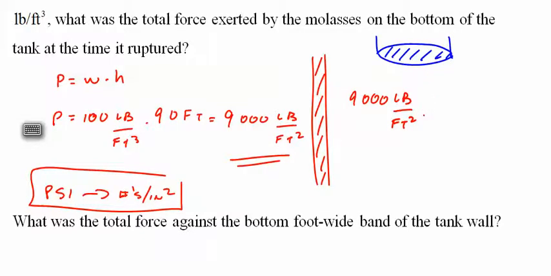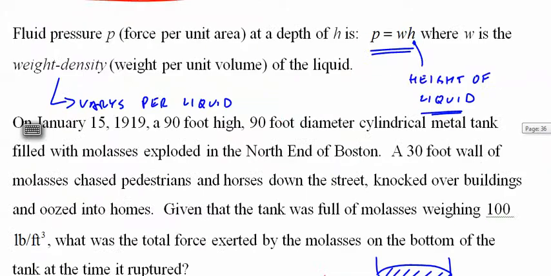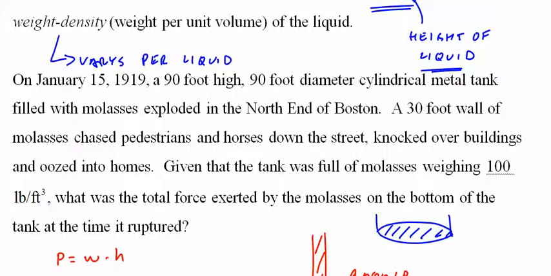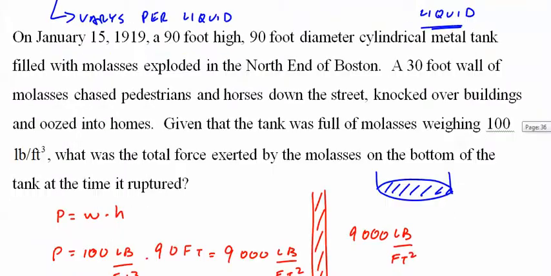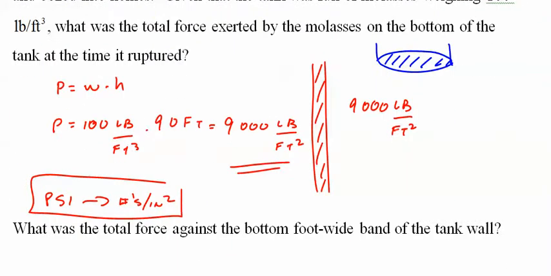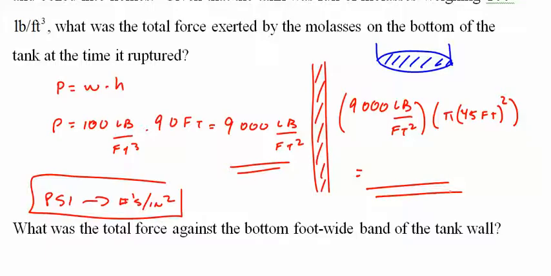Times the area of the base, which is 90 feet high, 90-foot diameter, 30-foot wall of molasses. That's where I'm getting it from. Oh, that must have been interesting. Pi r squared, which is 45 feet squared. So the pressure on the very bottom of that tank, which has got to sit on something. Everybody assumes the ground is perfectly solid, but it might have been on a platform or something like that. You never know. It's 57 million pounds.